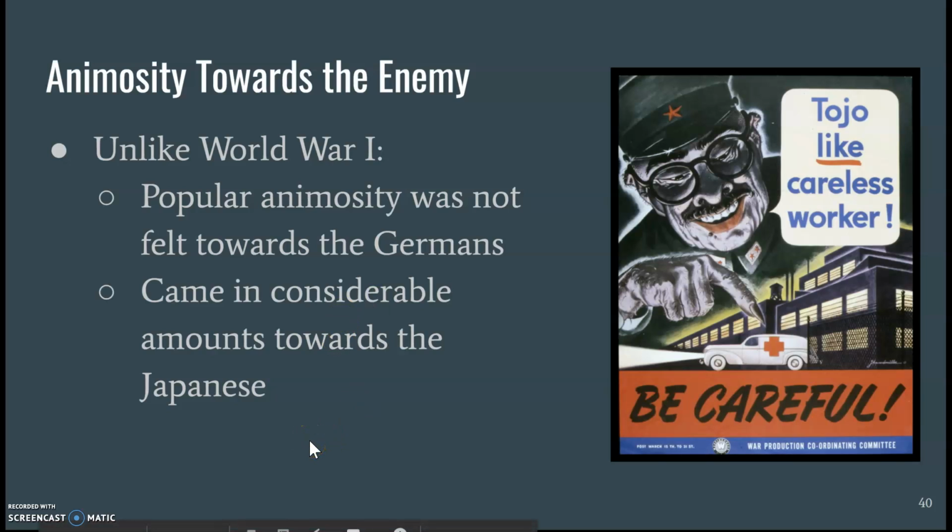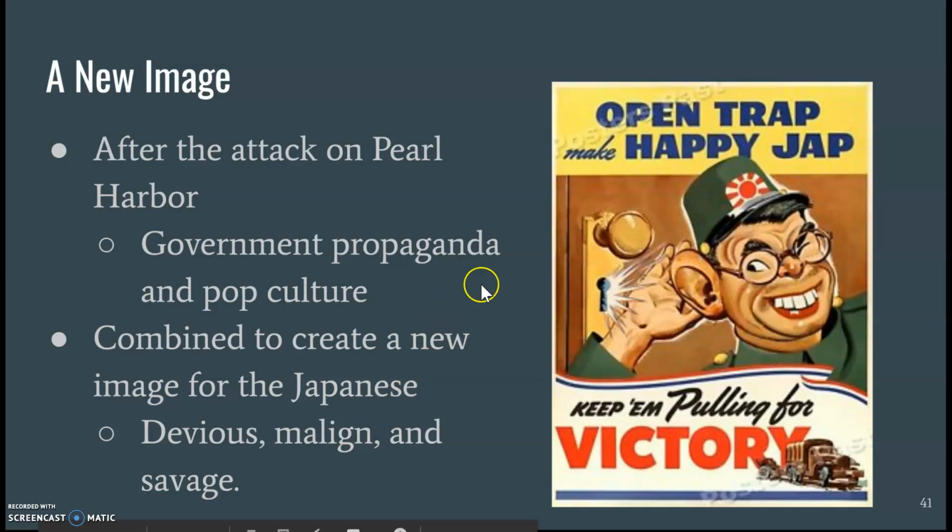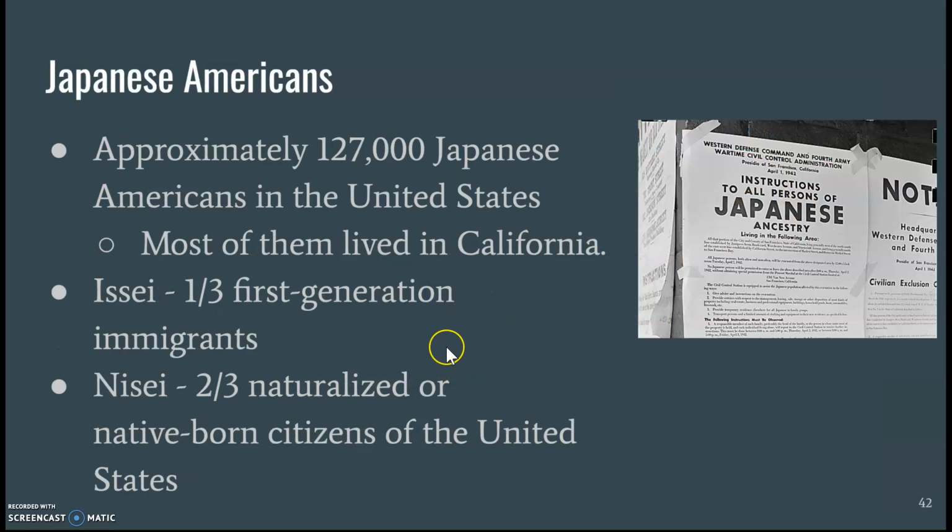Unlike World War I, the popular animosity was not felt towards the Germans, but in considerable amounts towards the Japanese. Basically, these racial slurs and caricatures of Japanese people were made by government propaganda and pop culture to openly hate Japanese people. And they were devious, malign, savage, evil, all of these things. At that point in time, there were approximately 127,000 Japanese Americans in the United States, a lot living in California, immigrating through Angel Island near San Francisco.